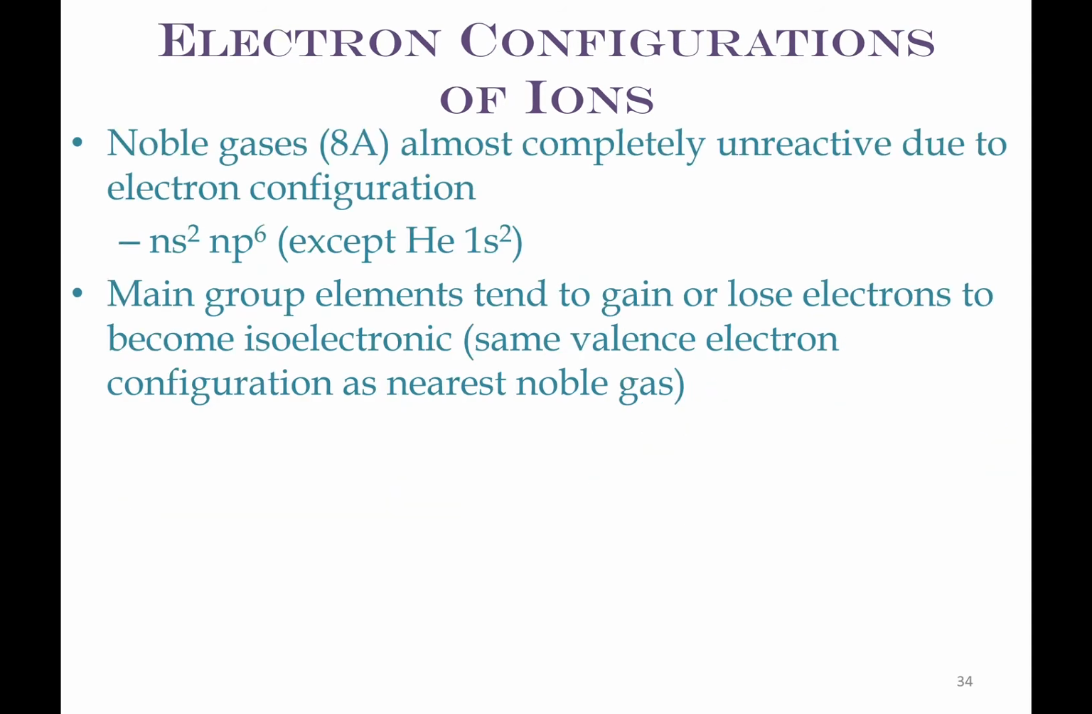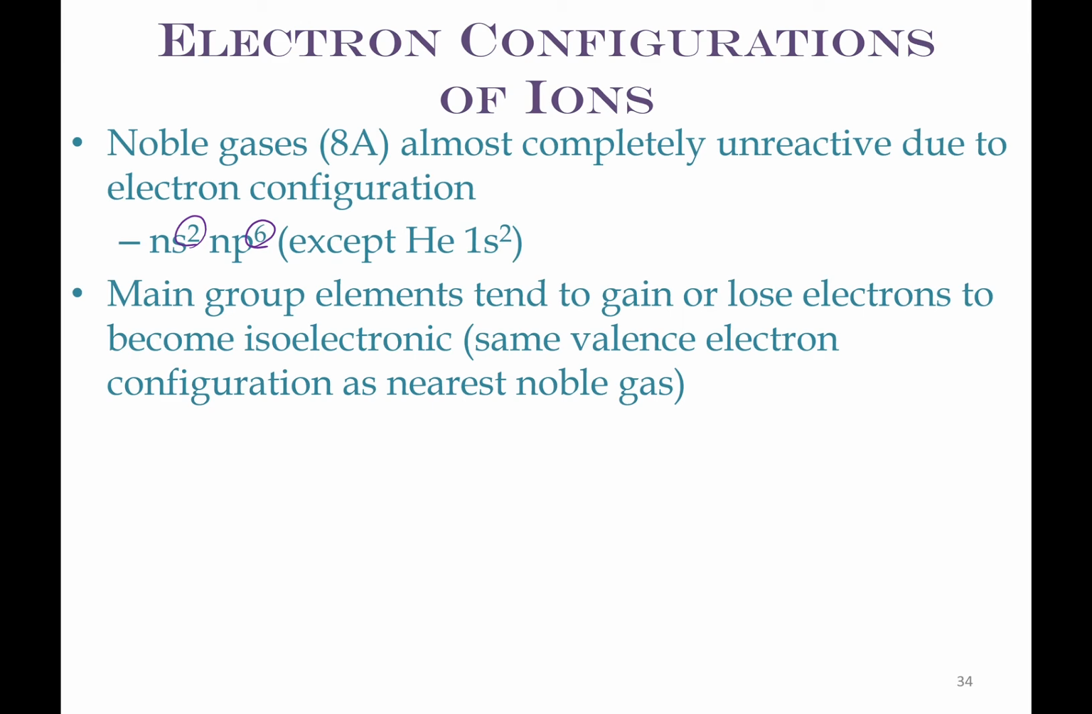So the noble gases, group 8A, they're almost completely unreactive, right? They were the inert gases forever till the 60s. All right, so they have a noble gas configuration. They don't want any more electrons. They're full in their outer shells.